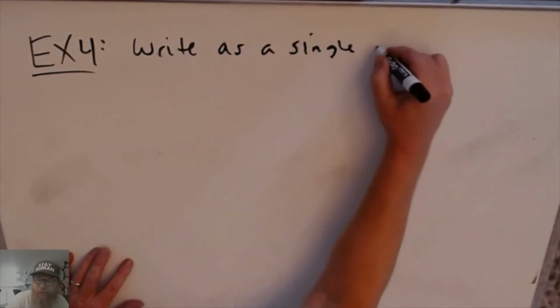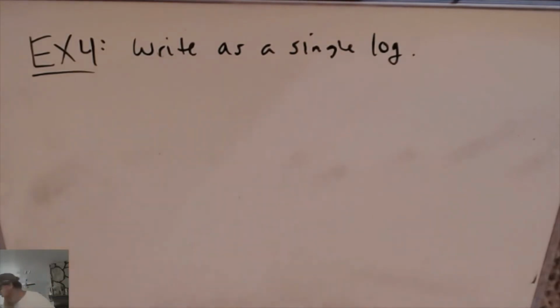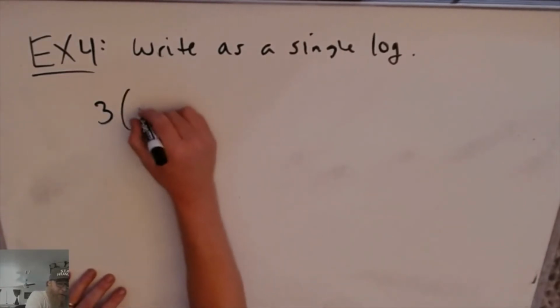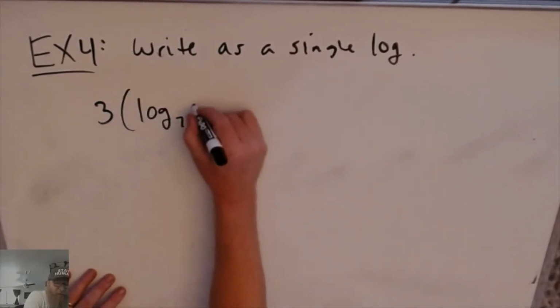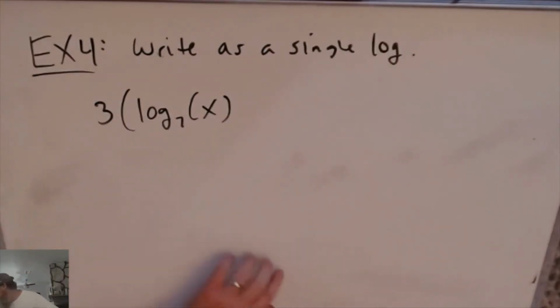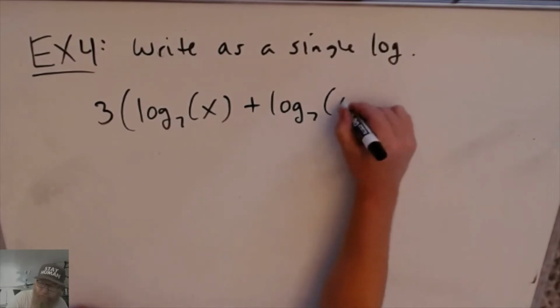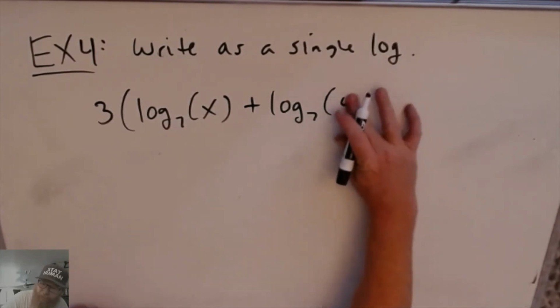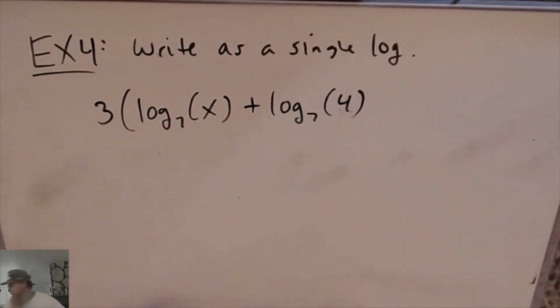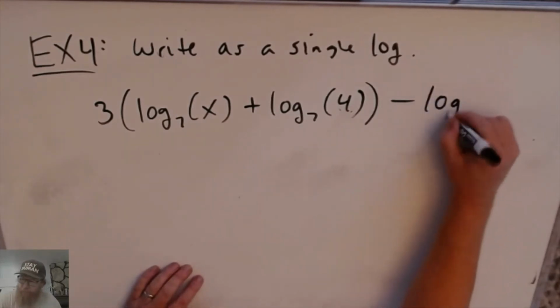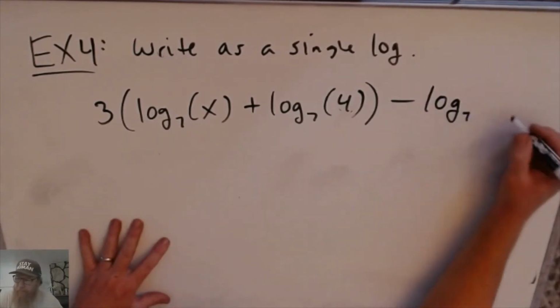So write as a single logarithm. Back to the original objective, which is to write this as a single logarithm. 3 log base 7 of x plus log base 7 of 4 minus log base 7 of 8.